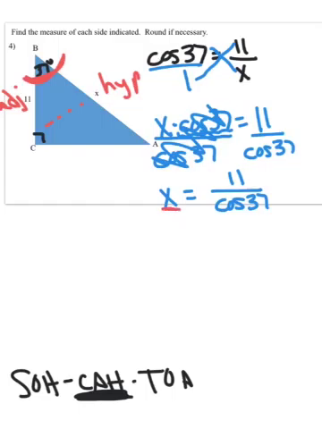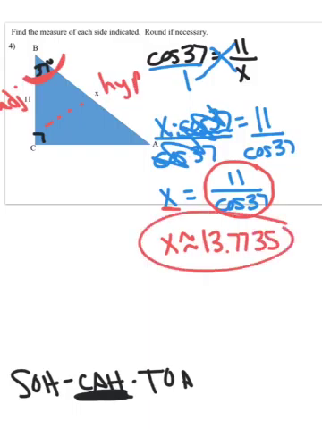Okay, and the x is by itself, so we'll bring that down, and we're going to put this in the calculator. 11 divided by cosine of 37. So go to your calculator again, and we're going to type in 11 divided by the cosine of 37, and that's going to give us approximately 13.7735, and that would be our answer. So that's saying that this side of x is approximately 13 long.